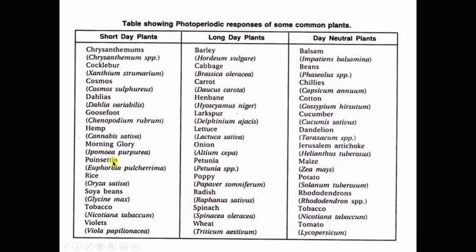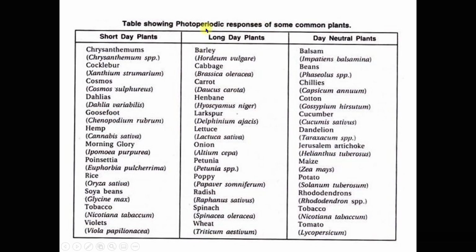So the most common short day plants are chrysanthemums, dahlia, and morning glory. Don't be confused. The name morning glory sounds like a long day plant, but it is a short day plant, similar to chrysanthemums. Then rice, soya beans, tobacco.